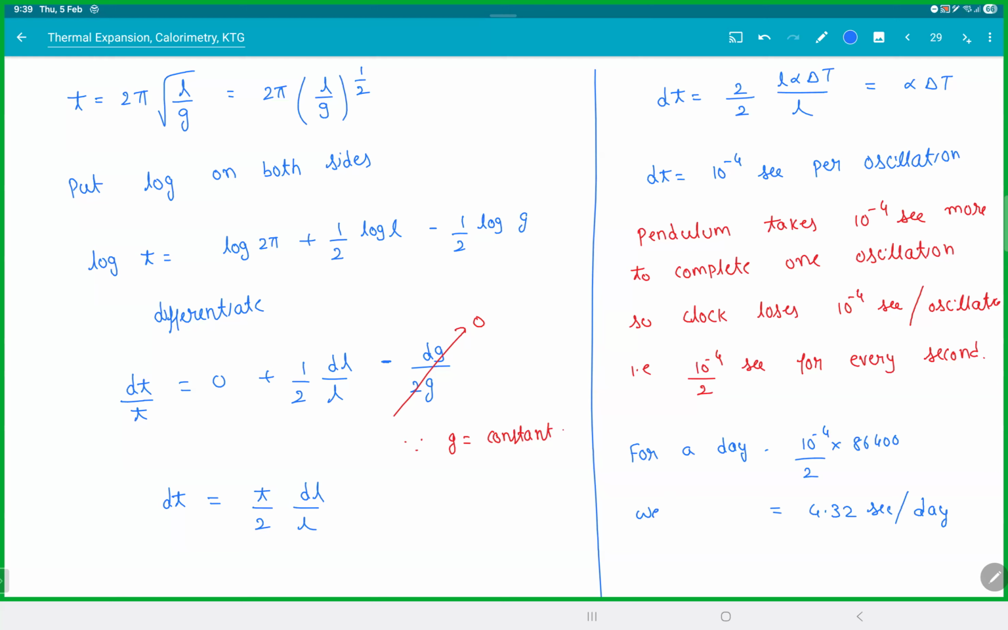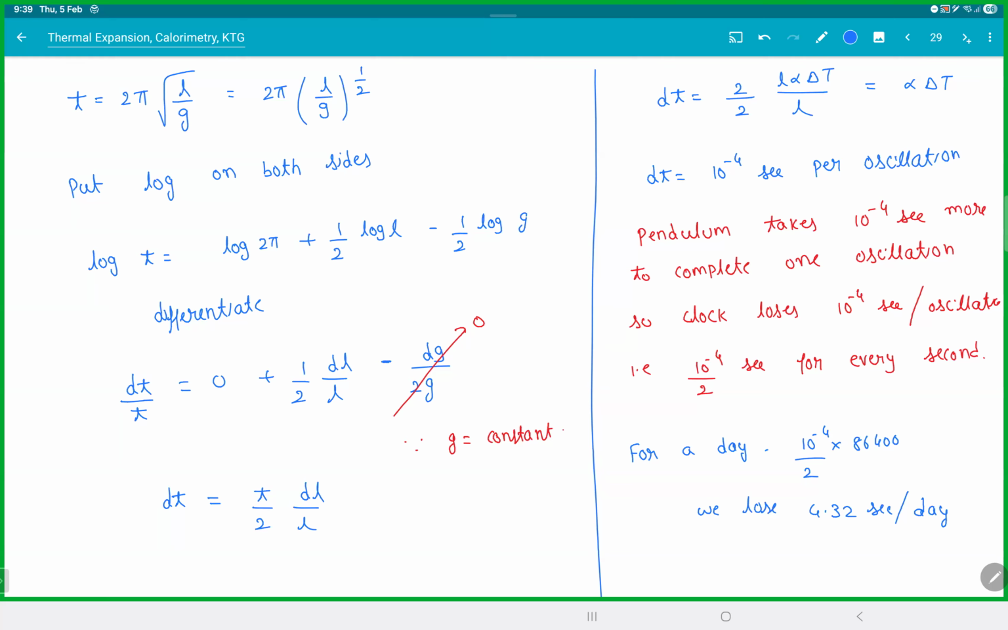So every day you lose 4.32 seconds per day. Clear with this? It is kind of negligible, because during nighttime the temperature will drop and again the time period would increase, so you'll compensate the time there. On average, you will get a little error. Even if you take a decade, you have an error of 40 seconds. So not a big deal.